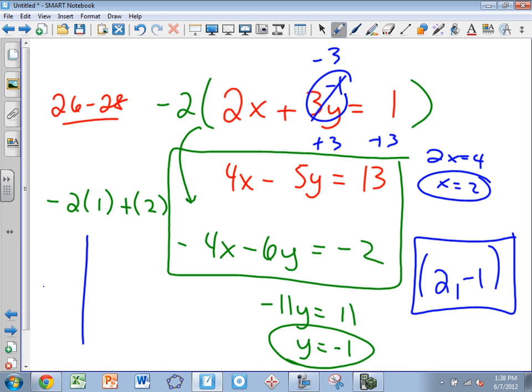So let me see. I can visualize this for a second. This one's going to look like this. That's the top one up here that was original. And the second one.